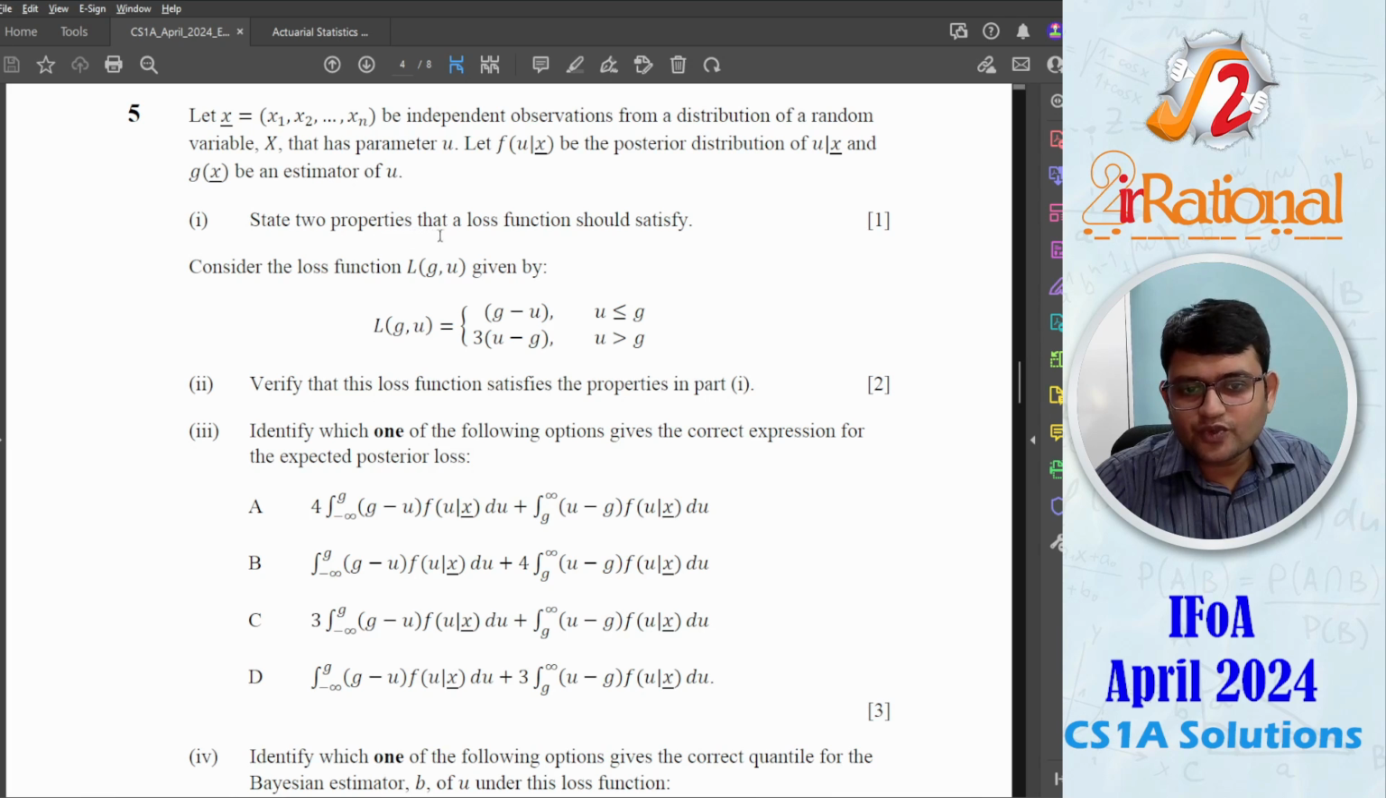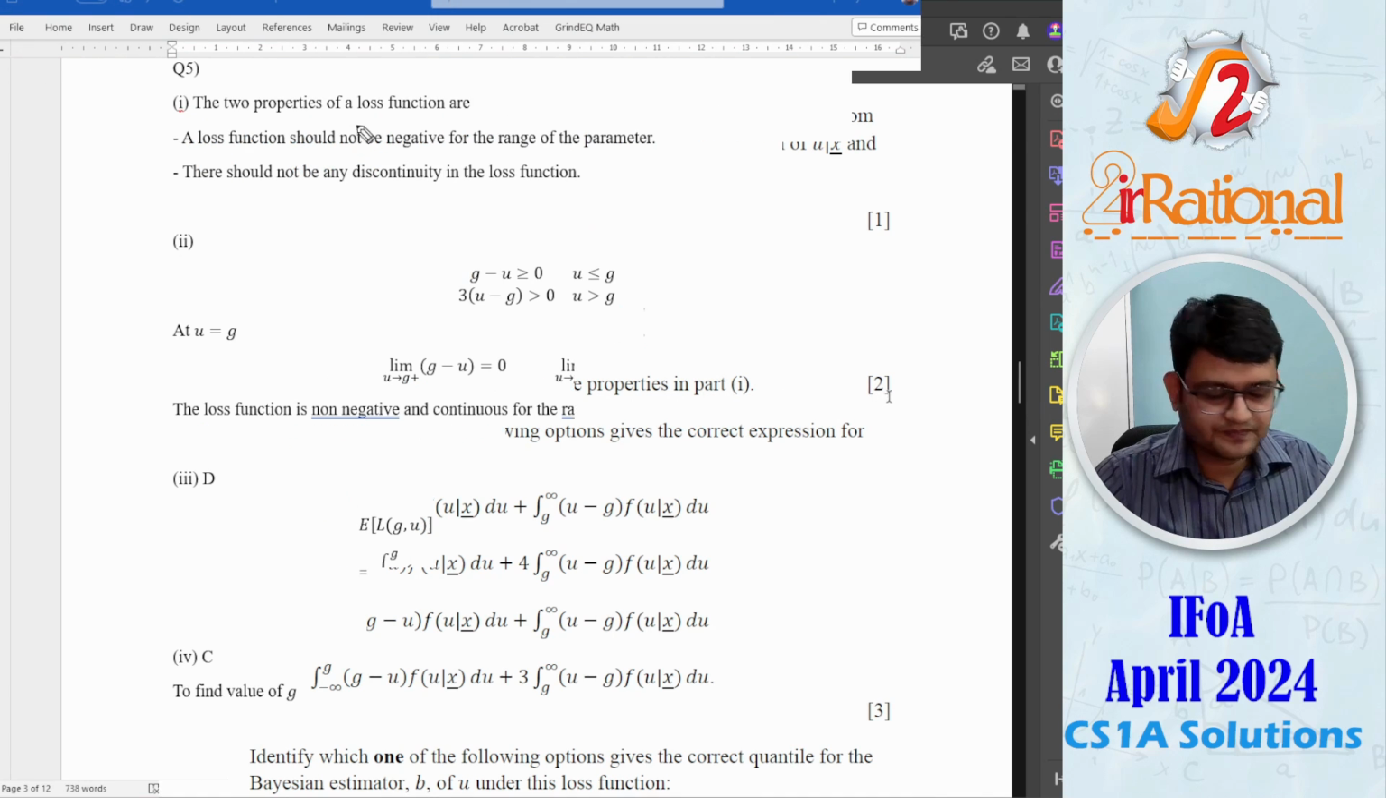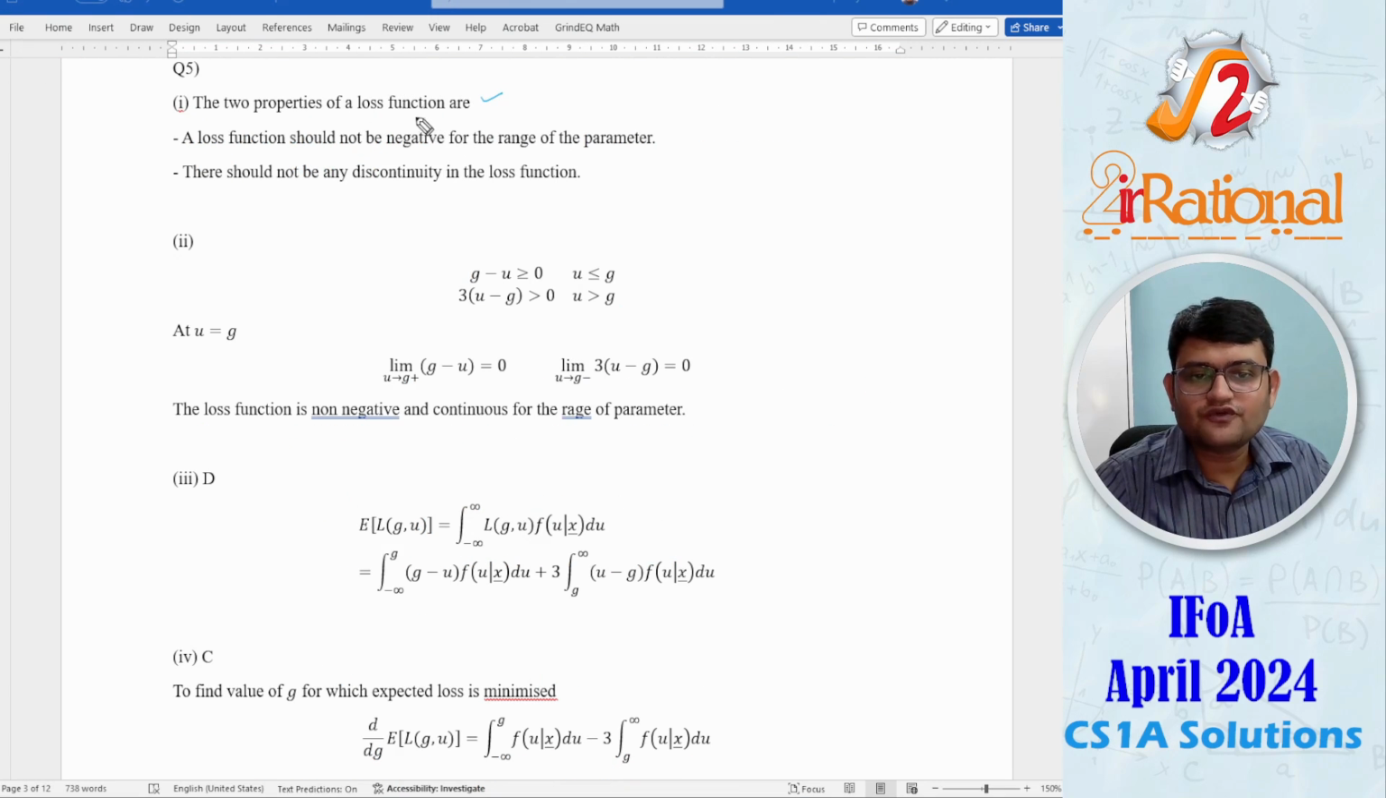State two properties that the loss function should satisfy, and then consider this loss function. Verify that this loss function satisfies the properties in part 1. So the two properties of a loss function are: the loss function should not be negative for the range of the parameter, and there should not be any discontinuity in the loss function. So we'll use that loss function.